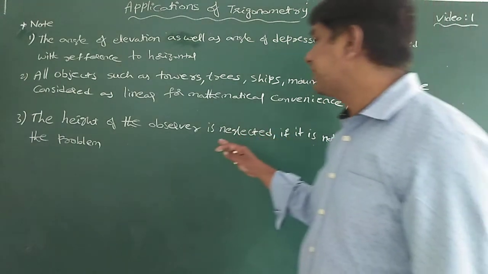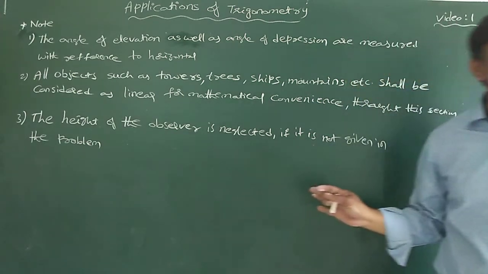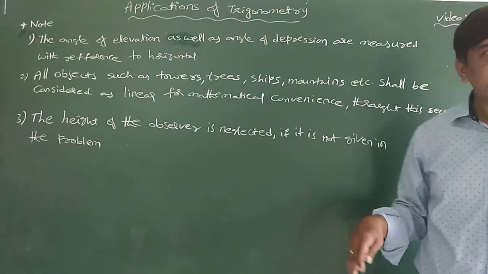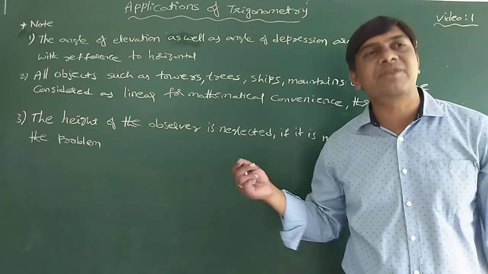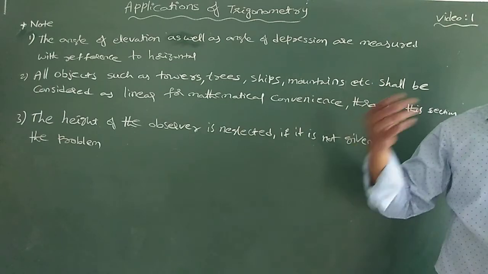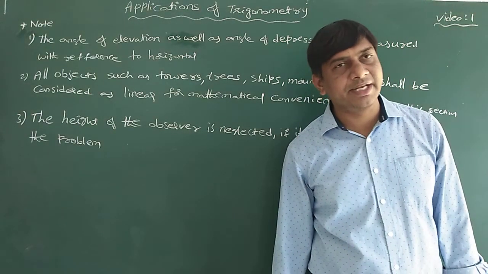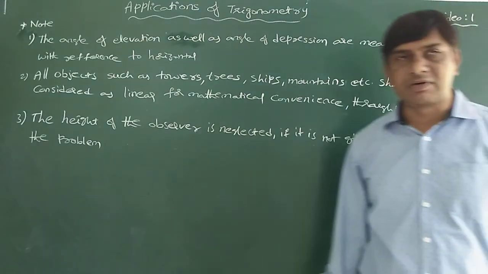The height of the observer is neglected if it is not given in the problem. If the height of the person is given, then we have to consider it. One or two problems are like that. Or else we don't take the height of the observer.